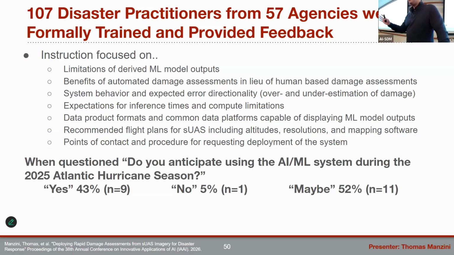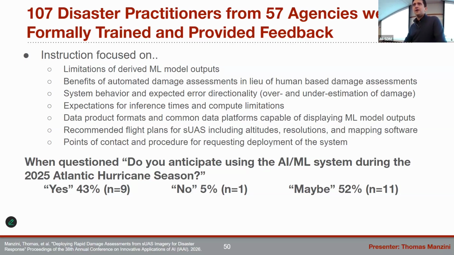We had a post-training survey. Before the hurricane season was over, 43% said that they were interested in utilizing the system if there was a hurricane that hit during the 25 hurricane season. And 52% said maybe, only one said no. So we're taking that as a win.